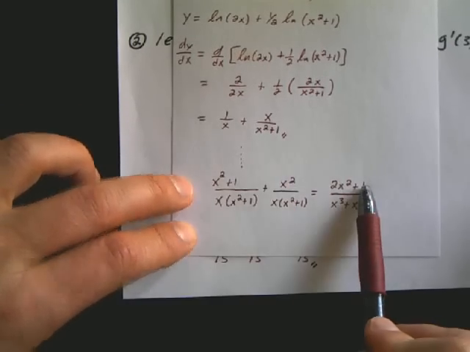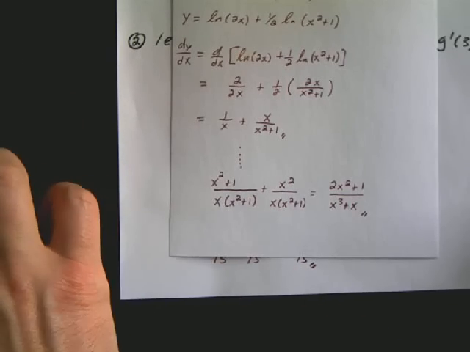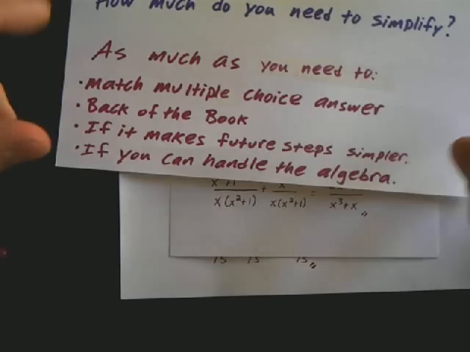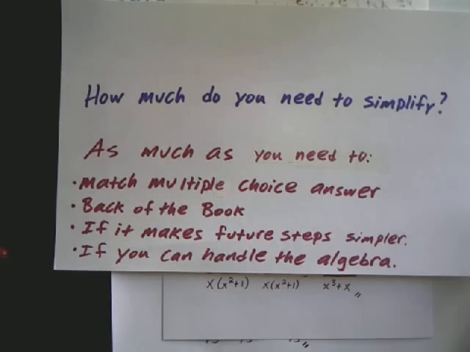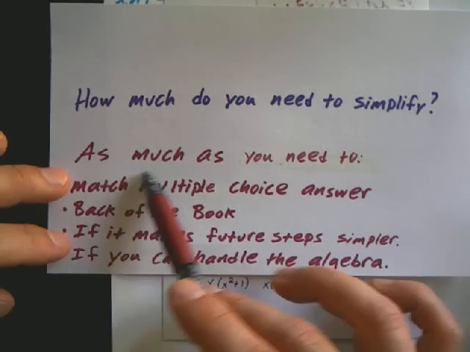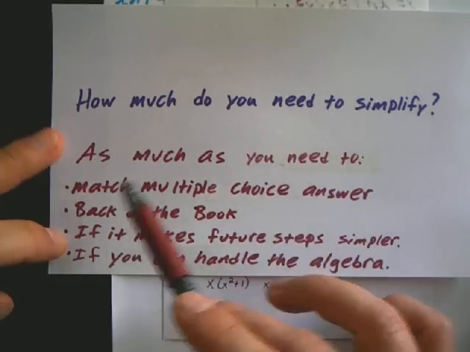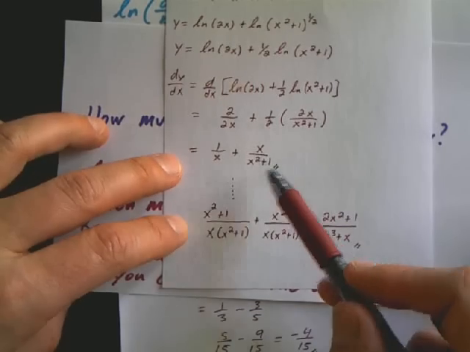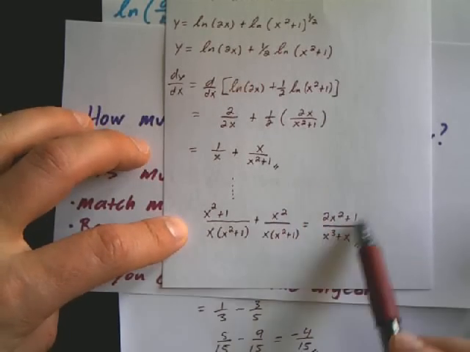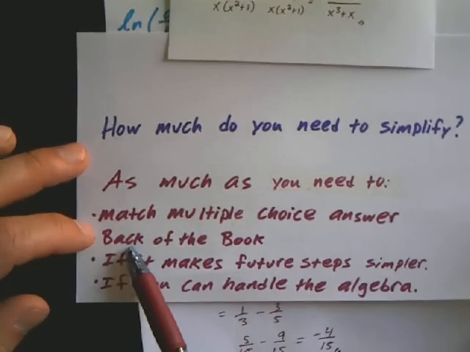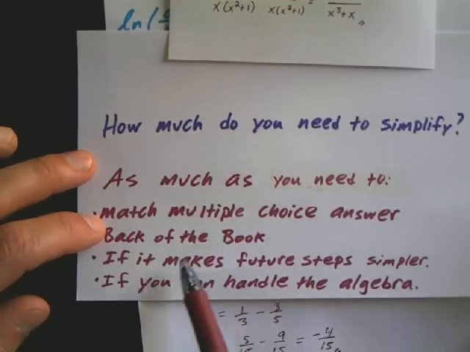So this simplifies to this, which brings up the last point I want to make for this video, and that's going to be how much do you need to simplify. Now, you don't need to copy this down. I can just kind of talk through it, and how much you simplify is basically as much as you need to. If you need to match a multiple choice answer, maybe if you're doing this problem and this answer isn't listed, then you might have to simplify in order to get to here. If you want to maybe match an answer in the back of the book.